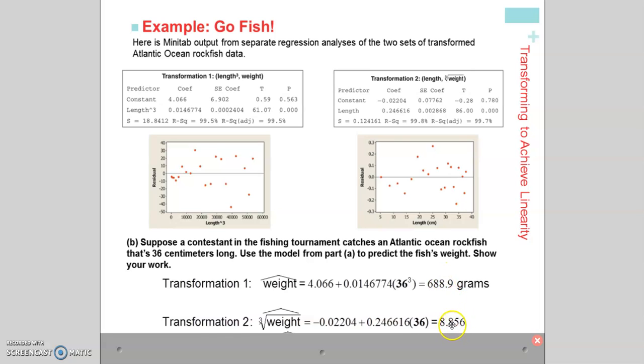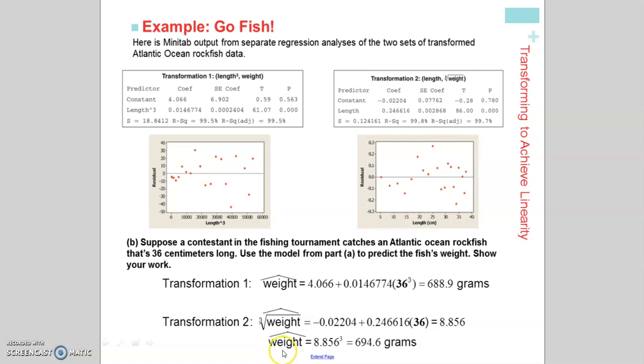Now those aren't even close. Well, that's because this transformation is what the cubed root of weight will be, so I still need to cube this number to get my final prediction for weight. So I cube that and I get 694.6. You'll notice they aren't the same value, but they are pretty close.